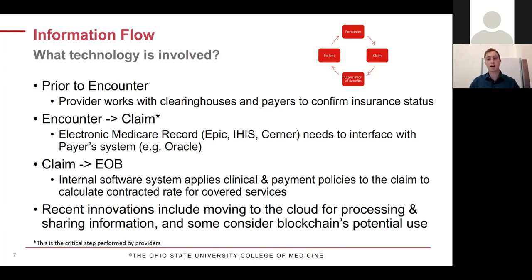Like I mentioned with the clearing houses, if you can immediately transfer information about a patient, that's of course hugely beneficial, especially if it's time sensitive, if you want to know whether or not you should submit to surgery now or not.